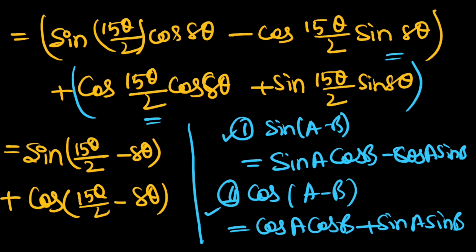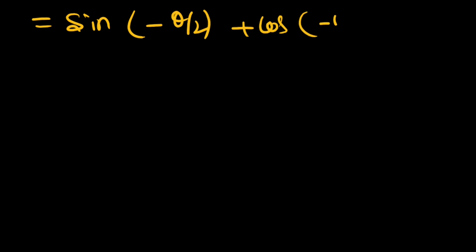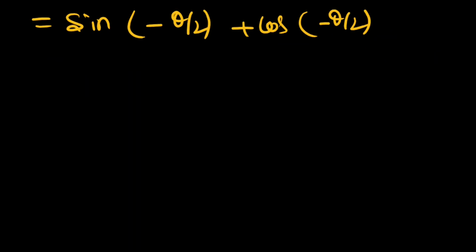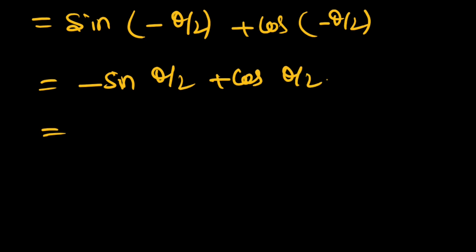Now we calculate these terms, which is equal to sine of minus theta by 2 plus cos of minus theta by 2, taking the LCM here and here also. So we get minus theta by 2. Therefore the sine function's minus comes outside: minus sine theta by 2 plus cos theta by 2, because the cos function vanishes the minus sign. Therefore it is cos of theta by 2 minus sine theta by 2.